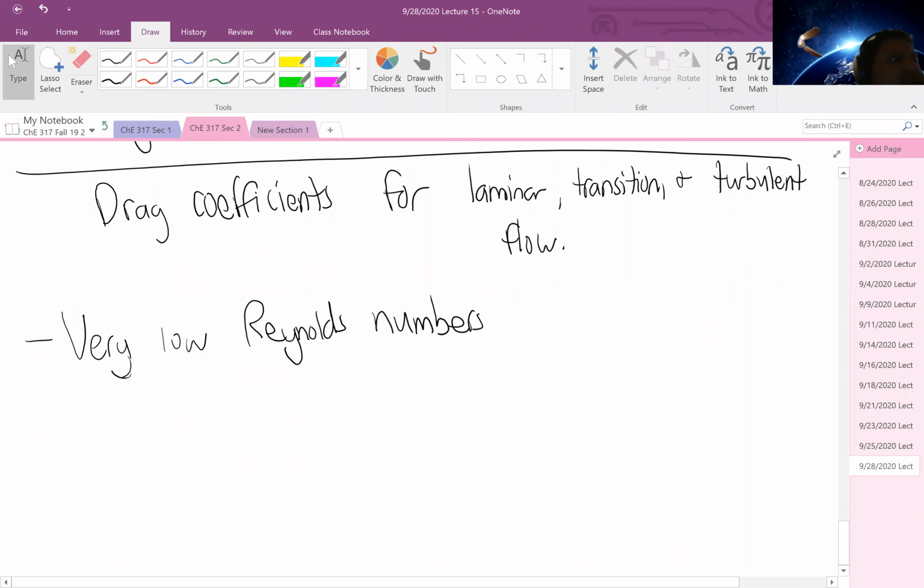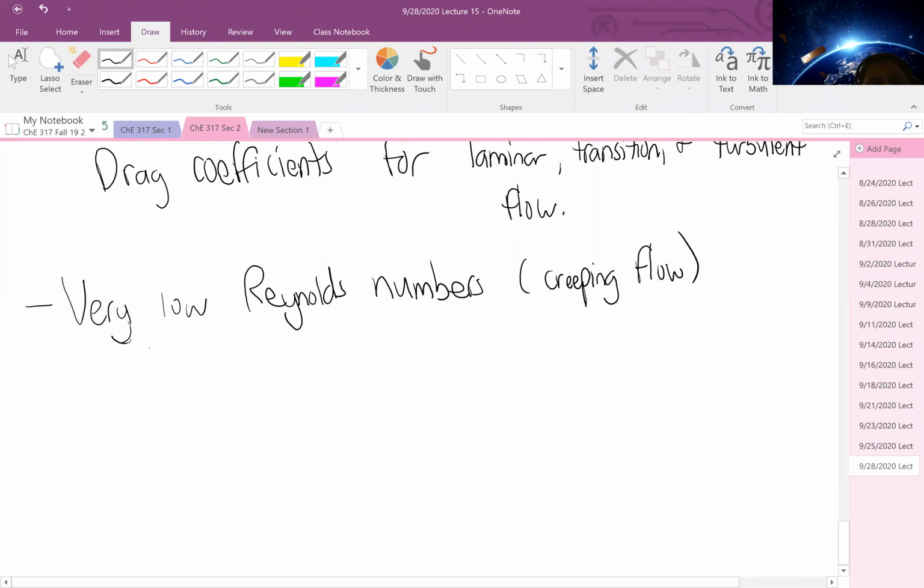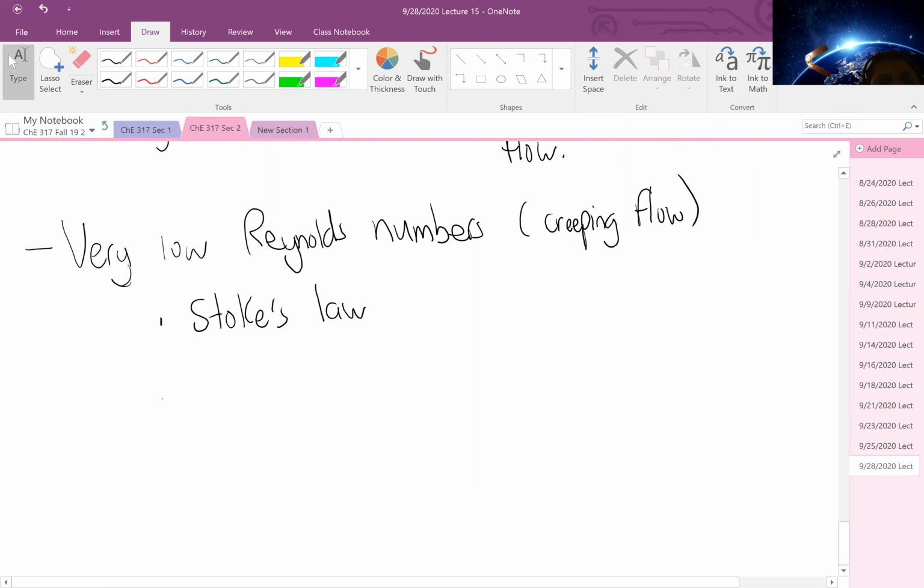And this is for fluids or situations that we call creeping flow. And for this, we have what's known as Stokes' law, which says that our drag force can be written as 3 times pi times viscosity times our superficial velocity times the diameter of our particle.